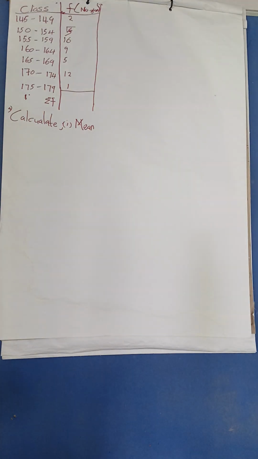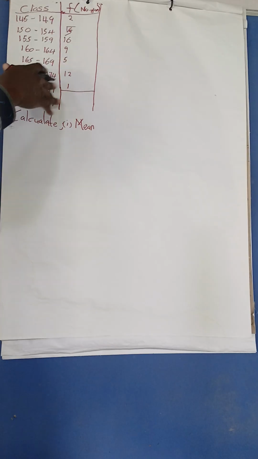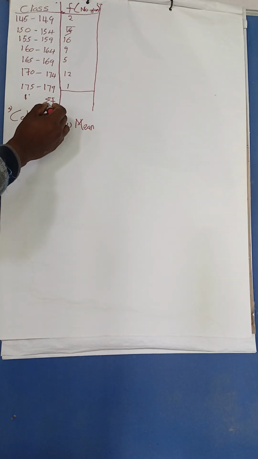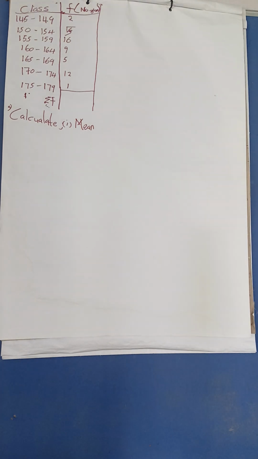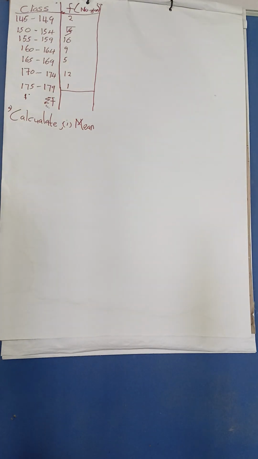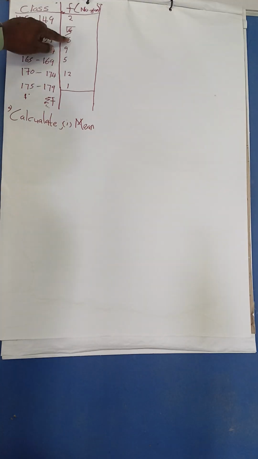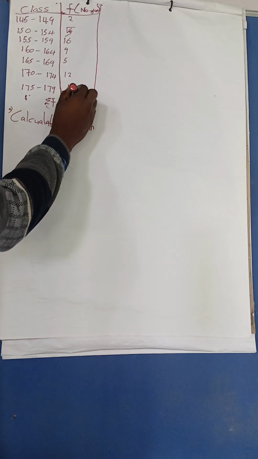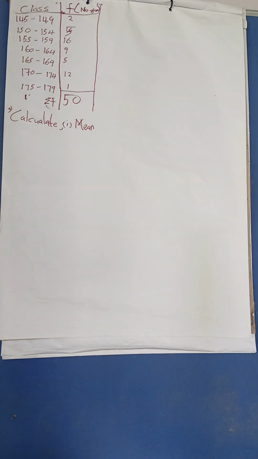Good. The first thing you'll always do with this data is calculate the summation. How many students are we going to work with? When I say summation, I will be using this symbol here. It means you are just adding the total items in that column. So you add 2 plus 5, 16, then 9 using your calculator, 5, 12, then 1. I think you will have 50. So we know very well we are working with 50 units, or 50 trees, or if you are dealing with students of a class, maybe 50 students.